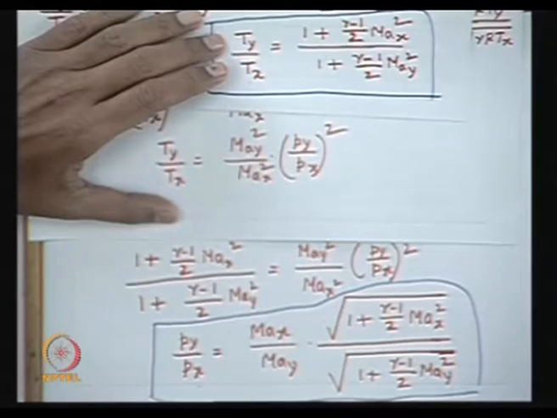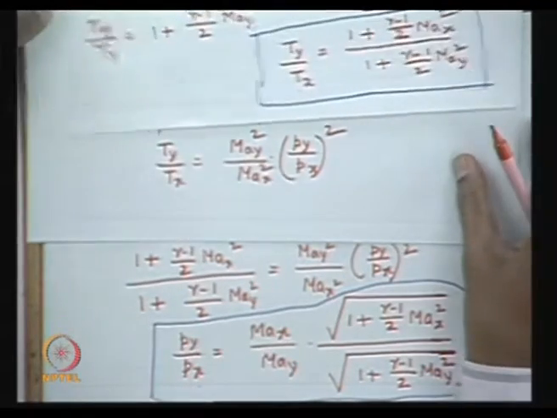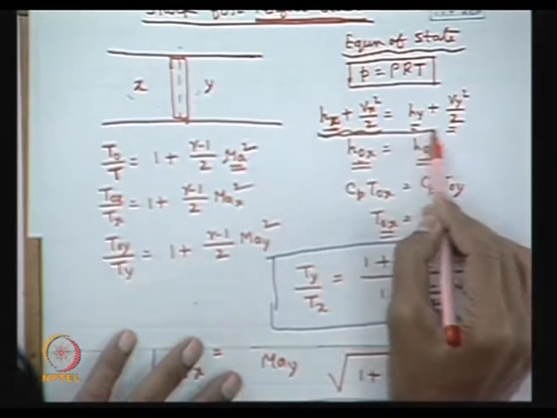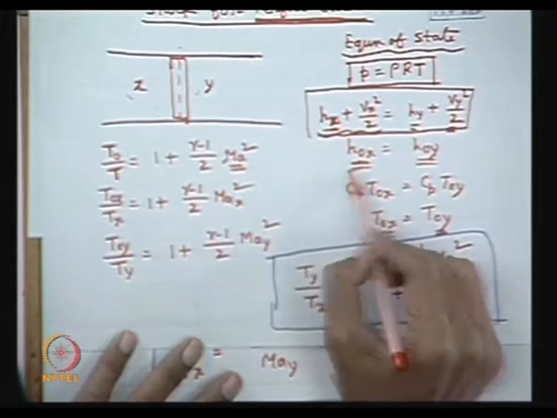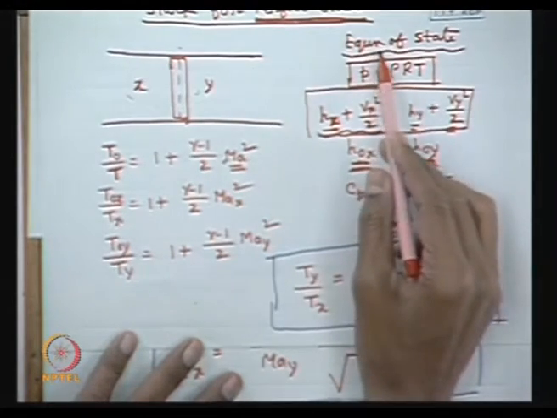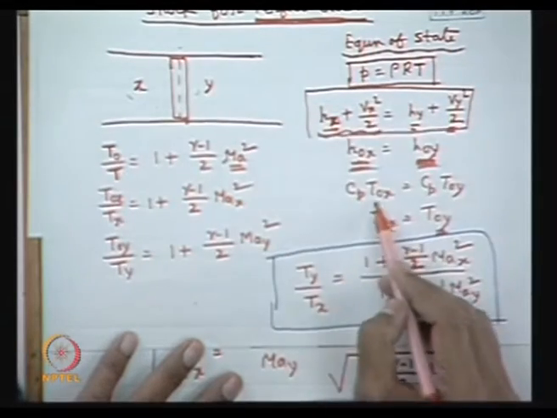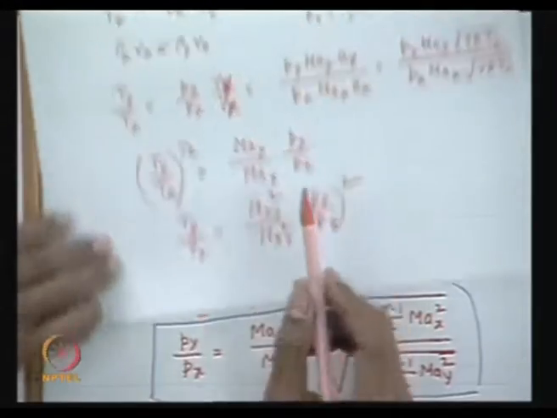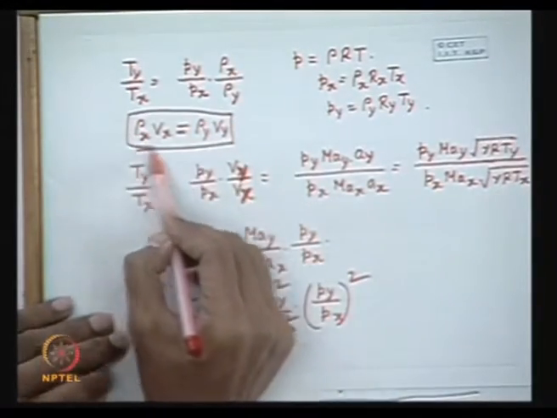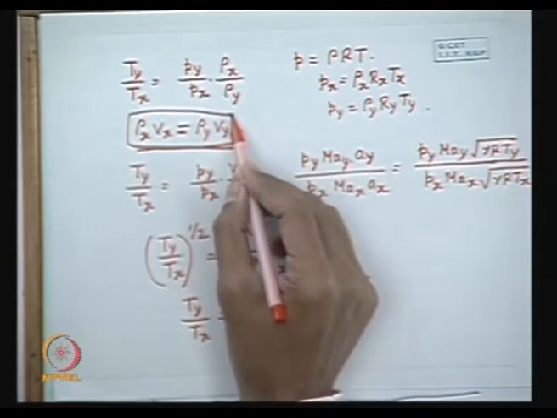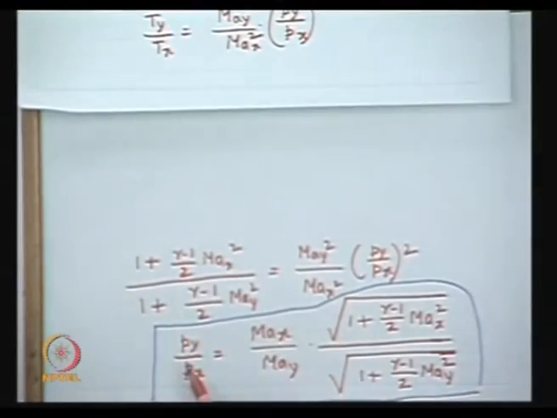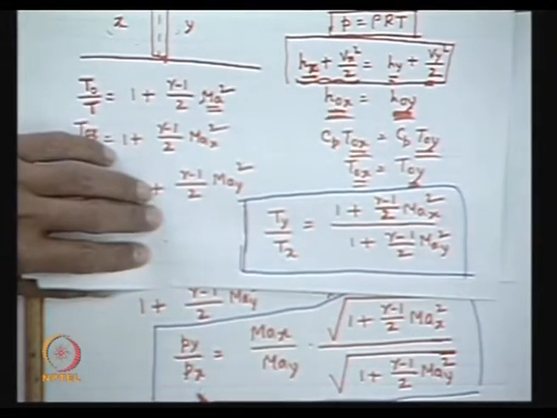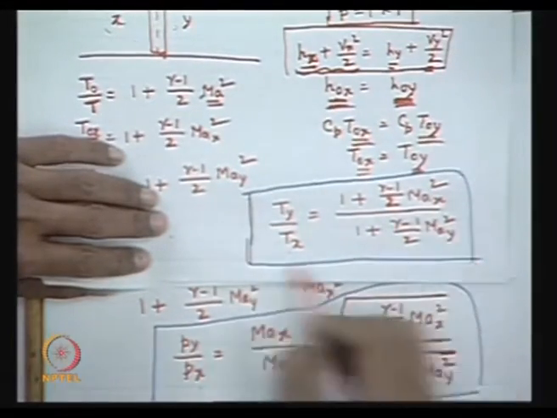Now, so far I have deduced the relationship of Ty by Tx, where I have used only the energy equation for an adiabatic flow. That means the constancy of stagnation enthalpy, and with the use of the equation of state for a perfect gas, that means the constancy of stagnation temperature. And I have also used the continuity equation. So continuity equation for steady flow and energy equation for adiabatic flow. That means you should be very careful that these relationships are valid for adiabatic flow and steady flow. The absence of friction has not been taken into account so far.